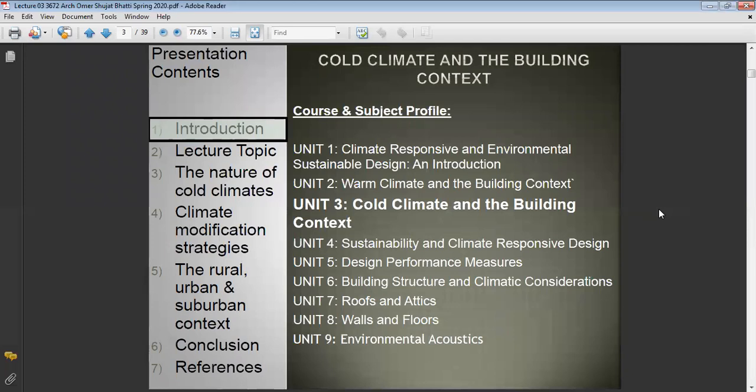This is Climate Responsive Design, subject 3672, lecture number 3, the cool climate and the building context. I'll be going through this table of contents. As you can see on the left hand side, the nature of cold climates will be explored, the cold climate modification strategies, and the rural, urban and suburban context will be explored. So this will be lecture number 3 of the 3672 subject, climate responsive design.